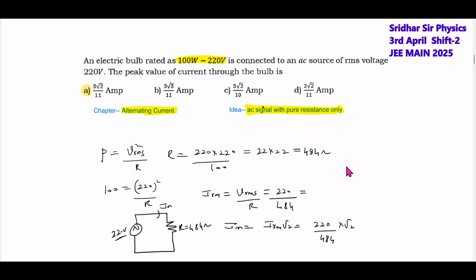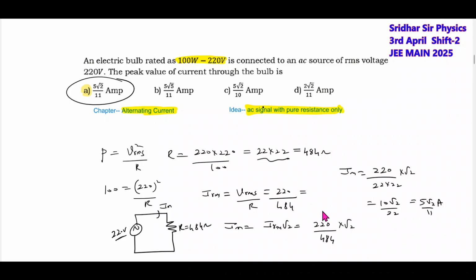Okay, this will be the calculation. We can simplify it. 220 is there, and 484 is what? 22 into 22. 22 will get cancelled. 10 root 2 by 22. This will become 5 root 2 by 11 ampere. You need not expand 484. Keep it as it is, 22 into 22, and manage the calculations. And we'll move to the next question.